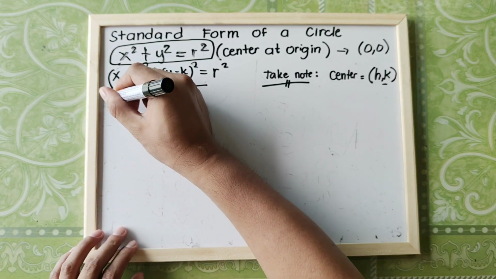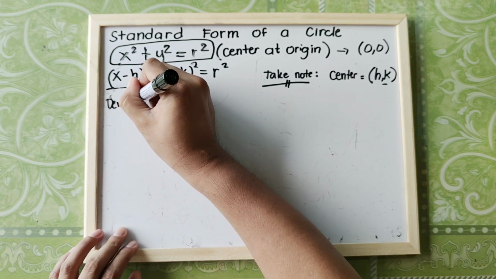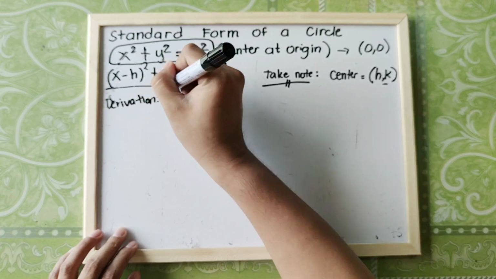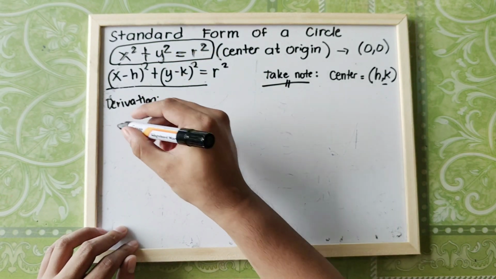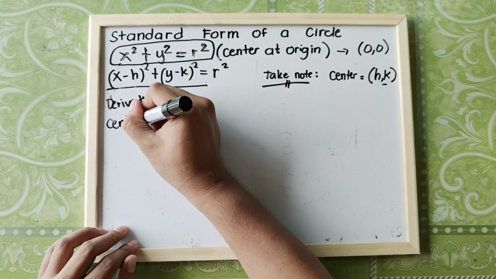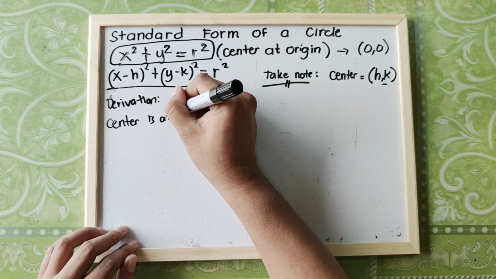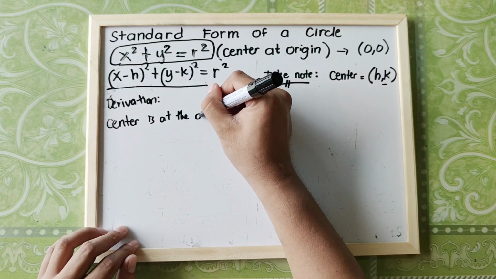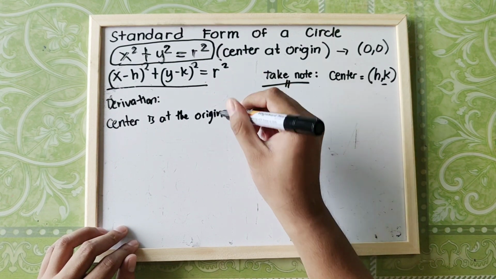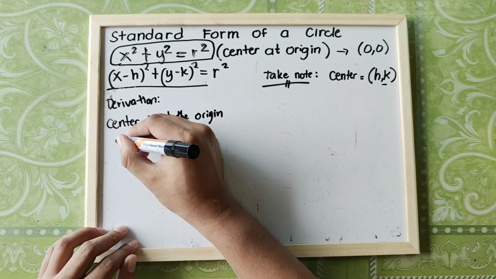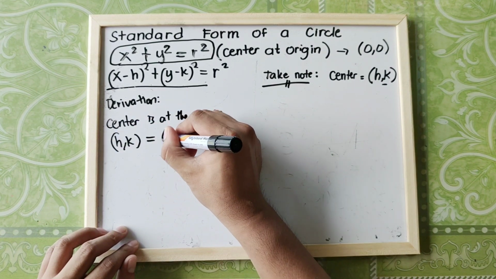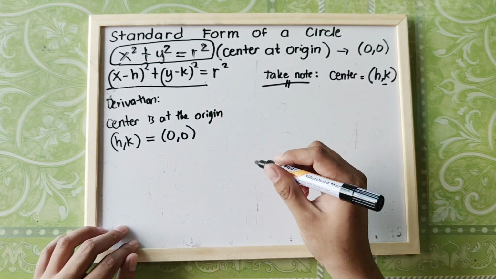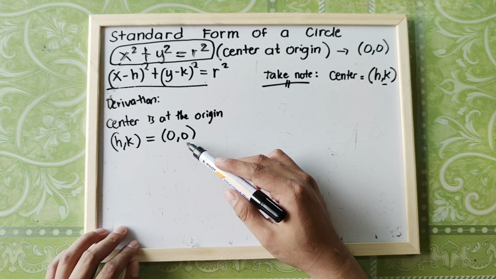So let us derive. Again, let's derive this equation from the standard form. So, the center is at the origin. When we say the center (h, k) is located at the origin, again, the origin is at (0, 0). So let us derive the equation.